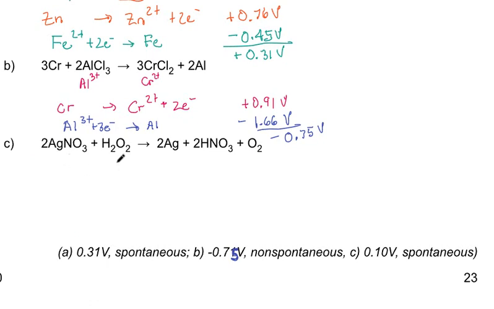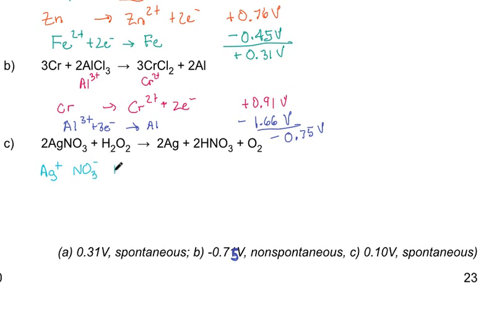Silver nitrate reacts with hydrogen peroxide. We get silver metal, nitric acid, and oxygen. Now, nitrate ions are super soluble. They dissolve wonderfully in water. You can think of it like they wash off very easily from anything when they're put in water. So silver nitrate you can think of as silver ions and nitrate ions. Those will dissociate the moment they get wet.